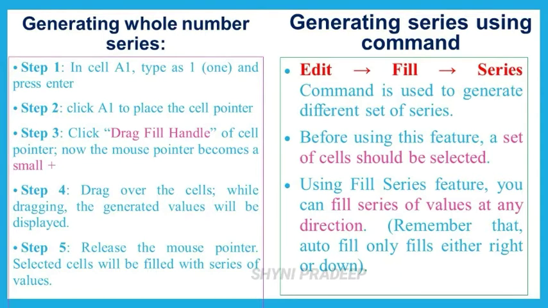You can generate the series of values by using a command also. How will you generate the series using a command? From the menu bar, you have to click on the Edit menu and select the Fill option, and after that select the Series option. Edit, Fill, Series. This Edit Fill Series command is used to generate the series of values. For that, first you have to select the particular cells that you want to fill. After that, click on the Edit menu and select the Fill Series option. When you give this option, the Fill Series dialog box will appear in front of you.